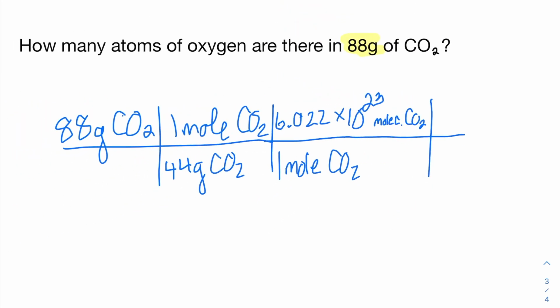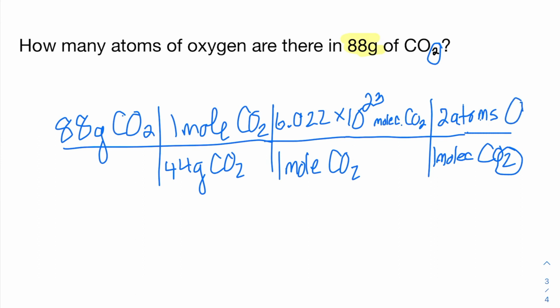And then our last step here, so now this is the added part of this conversion. Here, 1 molecule of CO2 has a certain number of oxygens. How many atoms of oxygen are in there? That's where you're going to look at this subscript. Whatever that subscript is tells you how many oxygens you have in that individual molecule of CO2. So here we have 2 atoms of oxygen.